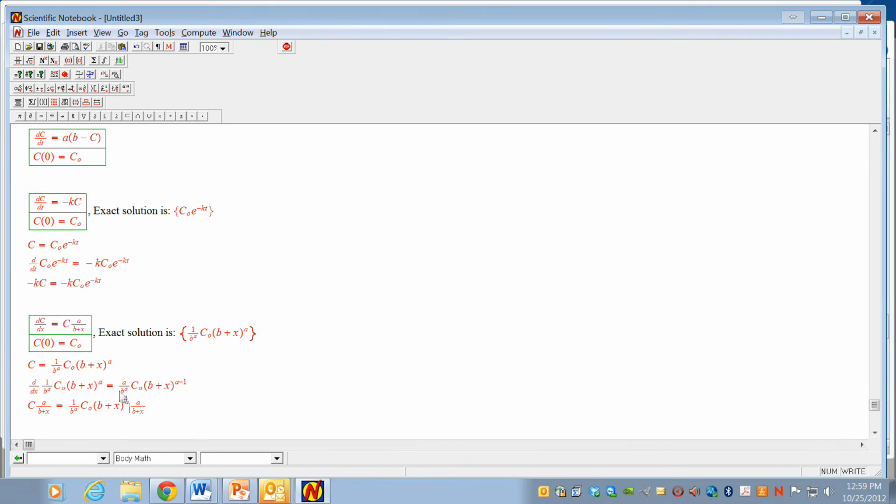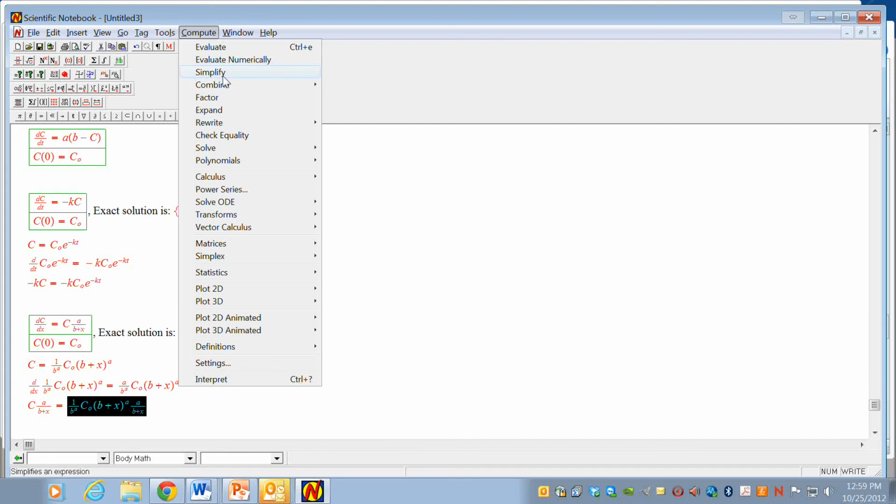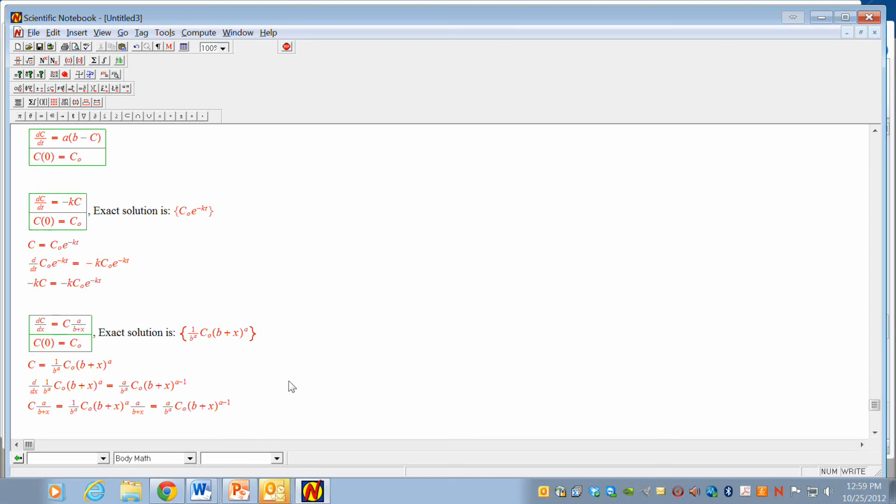So the question then is, is this the same as this? Well, right now it's not exactly in the same form, so we can't really confirm that they're the same. So the first thing that we'll try is to just use simplify. And well, we're in luck, because now we simplify it and Scientific Notebook gives us this for the right hand side and this for the left hand side. We can see they're the same, so we've been able to verify the solution.